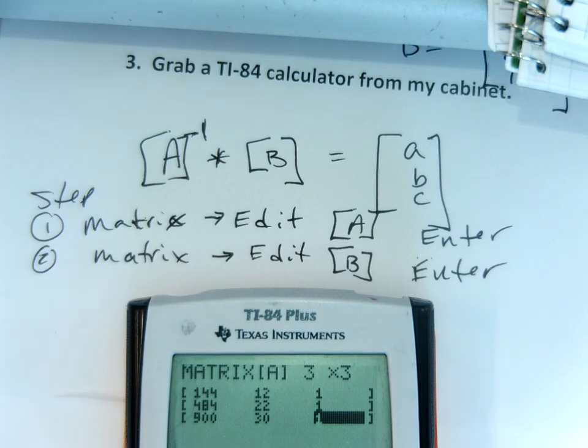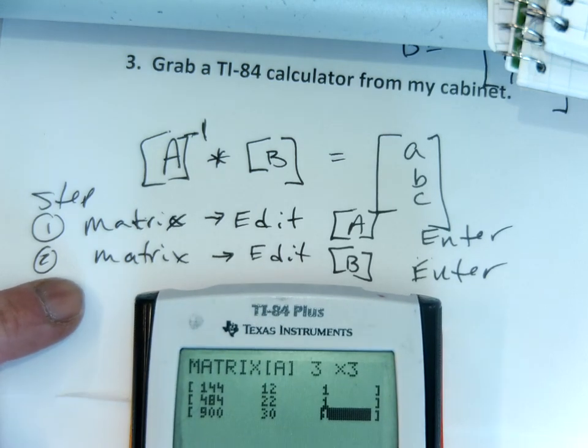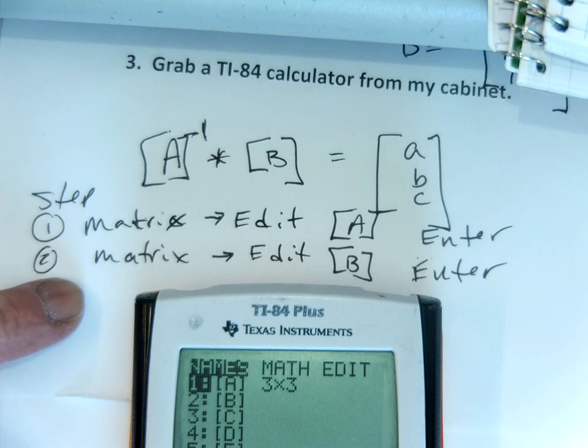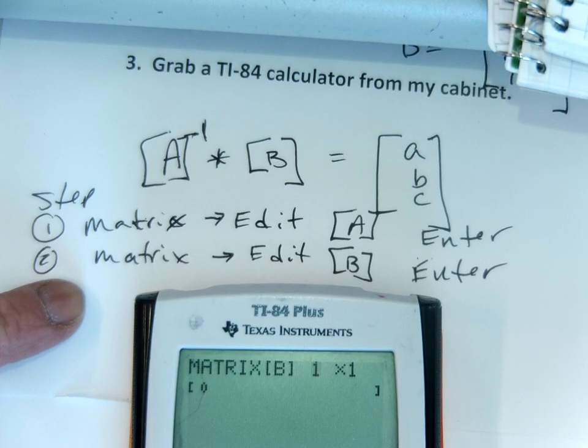Okay, so let's do the steps again. So, yes, I'm going to go back into matrix, right? I'm going to go to edit, and then I'm going to go down arrow. See, I went down arrow from A, down arrow to B. So B is highlighted, right? I push enter, and I need to create B.